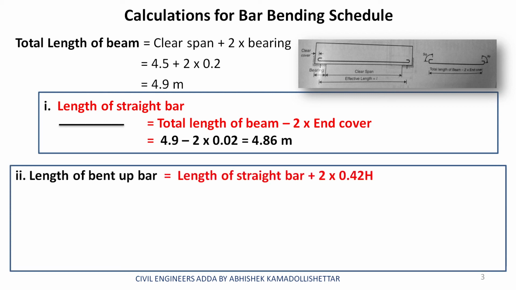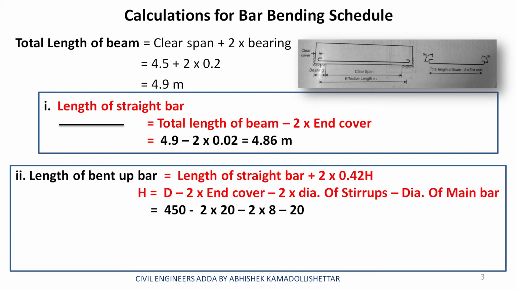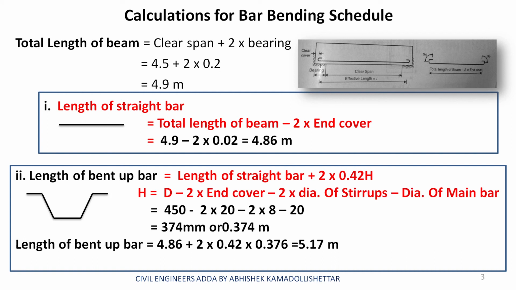Next, the length of bent up bar. You will be able to see the figure here. The formula, which I have discussed in my previous videos, is length of straight bar plus 2 into 0.42 times h. What is h here? h is the overall depth minus 2 times the end cover minus 2 times the diameter of stirrups and the diameter of main bar. Substituting the values, you will get 374 mm or 0.374 meters.